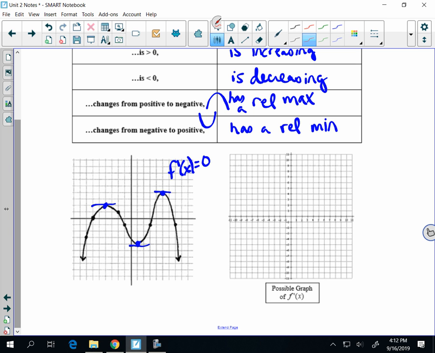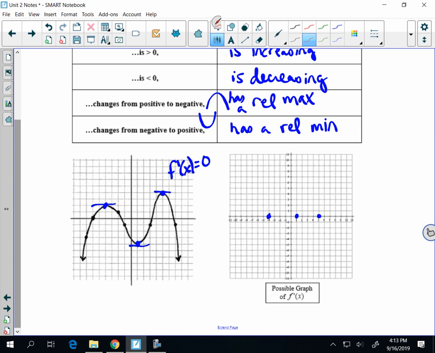So 1, 2, 3, 4. At negative 4, my derivative is going to have a 0. At positive 1, my derivative is going to have a 0. And at 1, 2, 3, 4, 5, my derivative is going to have a 0. Now, in between there is going to be a little bit sketchy because of what's happening.